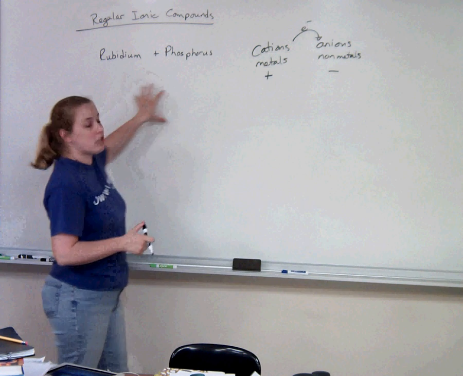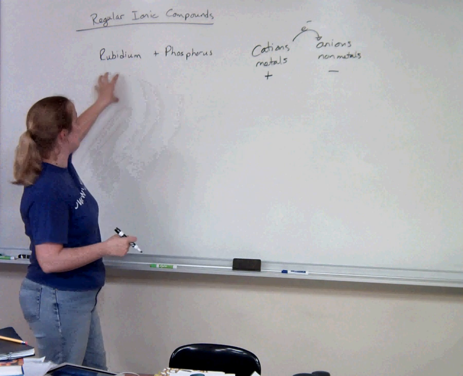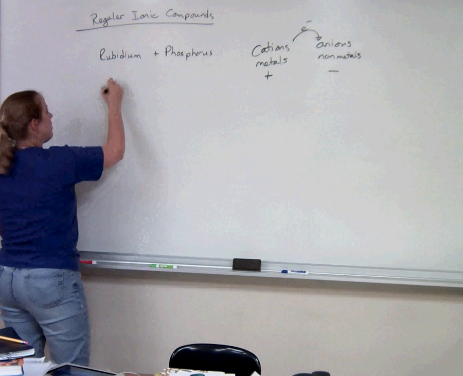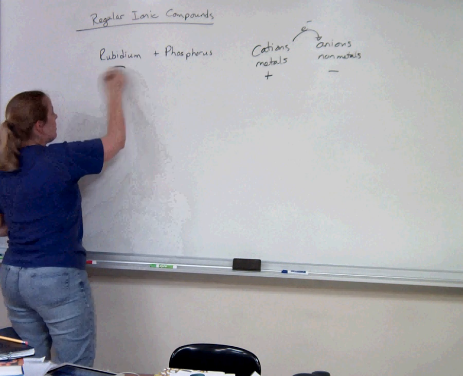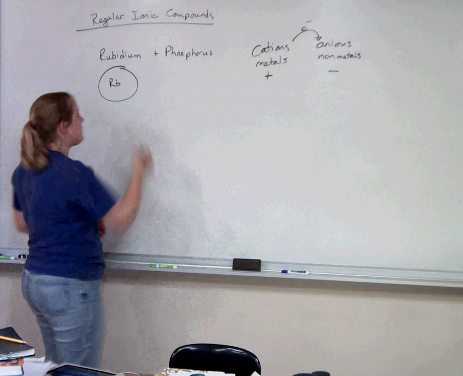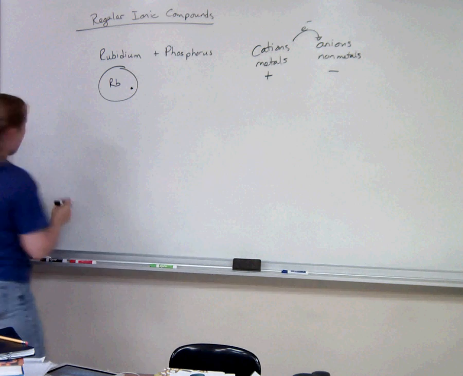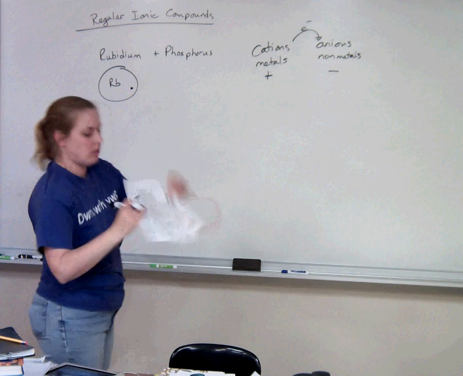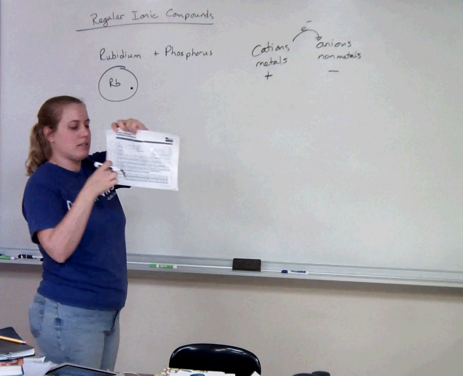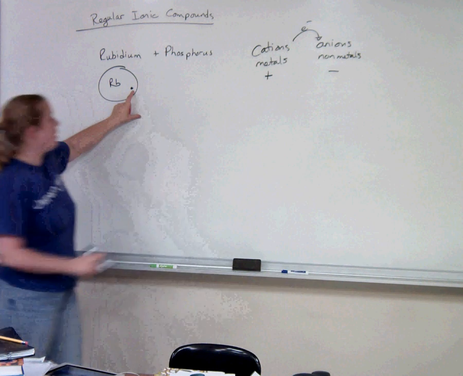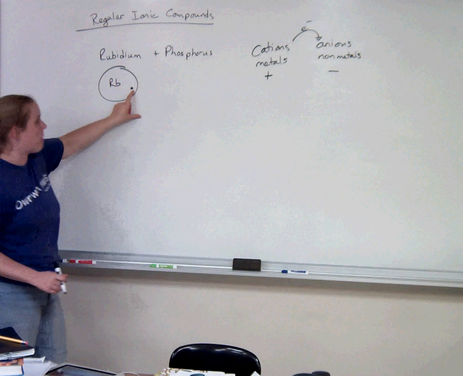So let's draw what that's going to look like. Let's say we have rubidium and phosphorus. Rubidium is Rb. So let's draw this atom, and here's its electron. Rubidium is in the alkali metals, so it's all the way over on the left-hand side. So it has a +1 charge, meaning it wants to give away 1 electron. So here's its 1 electron that it wants to give away.